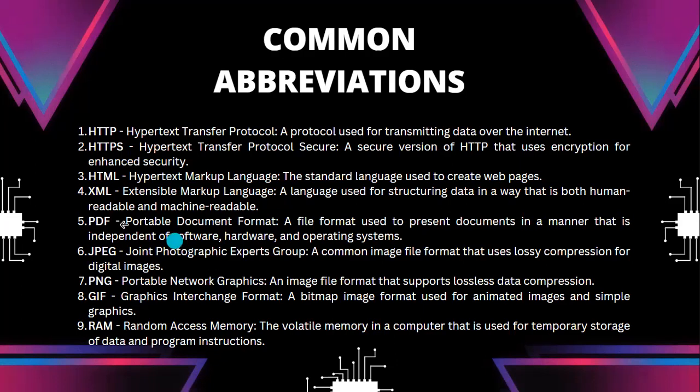Then JPEG. I'm sure all of us know what JPEG is. I'm sure all of us have heard and used this term, but most of us might not know the full form of it. So PDF is Portable Document Format, and JPEG, which is an image format, is Joint Photographic Experts Group. It is an image format that uses lossy compression for digital images.